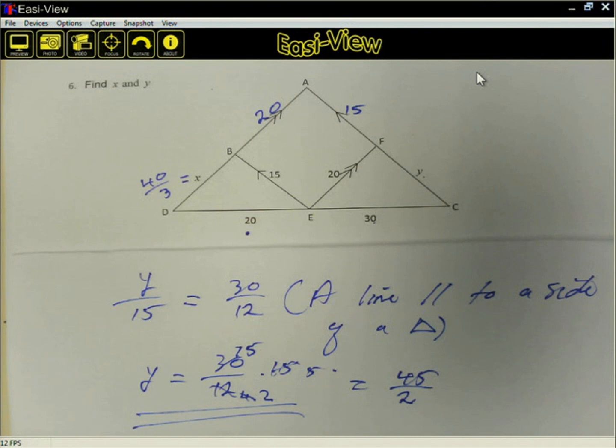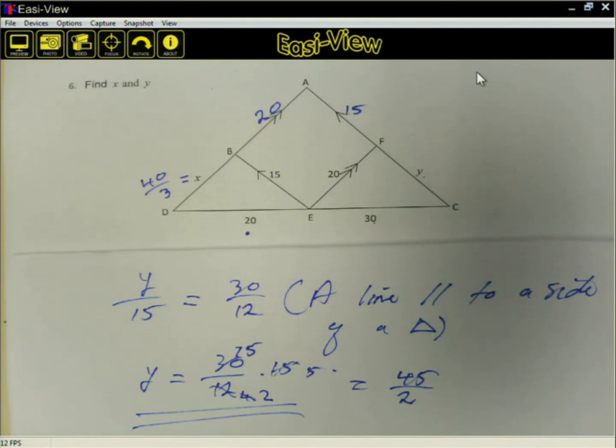This is more of an application relating to the theorem in grade 12, which we call the proportionality theorem, which states that a line parallel to a side of a triangle cuts the other two sides so as to divide them in the same proportion.